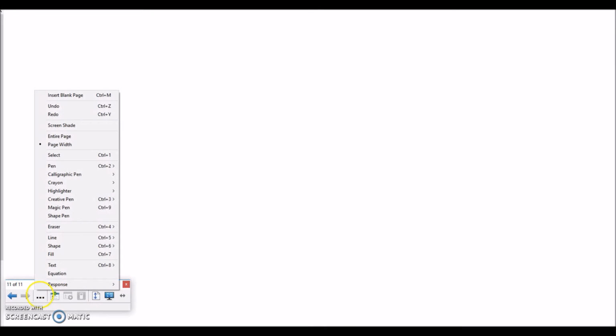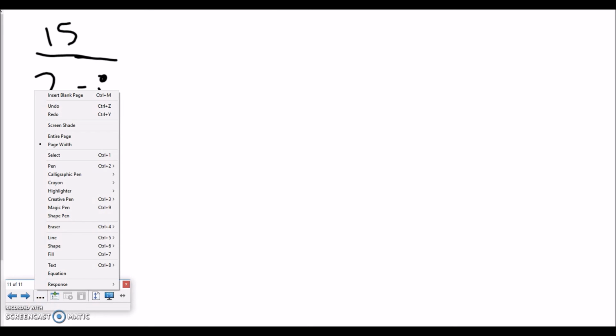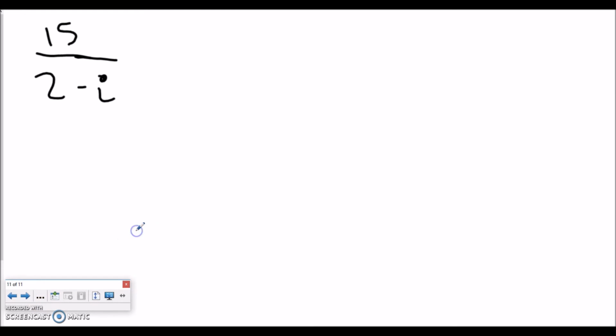Let's do a couple fractions. 15 over 2 minus i. Well, we cannot have an i in the denominator because we know that i means the square root of negative 1, and we cannot have square roots in our denominator. So we need to multiply by the conjugate.